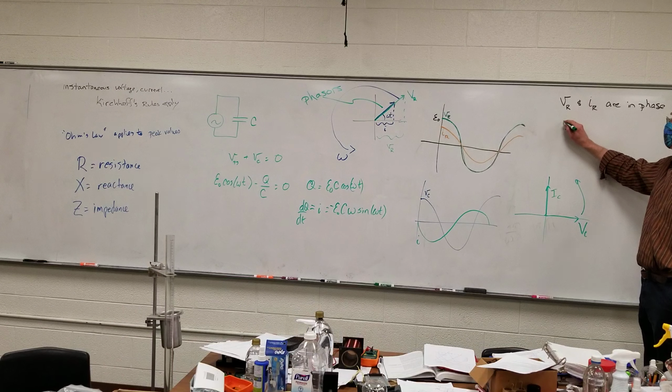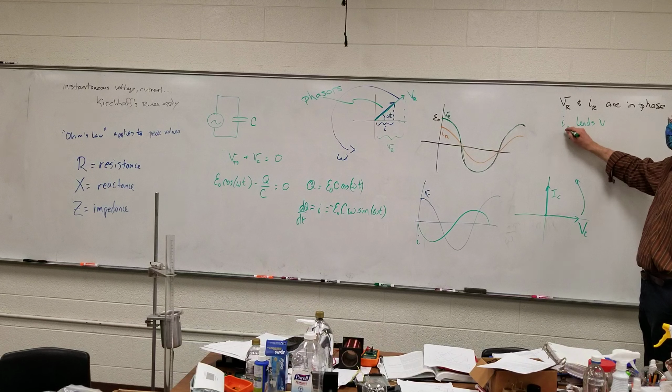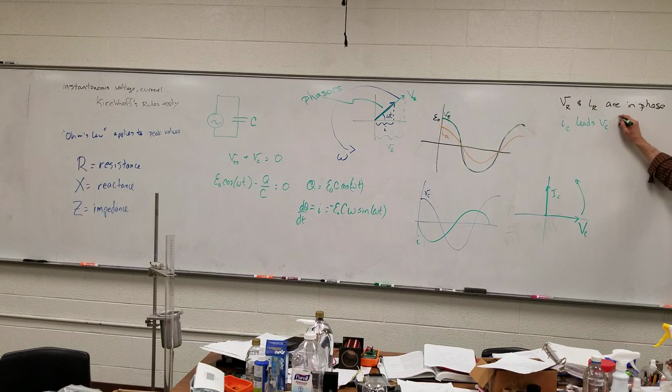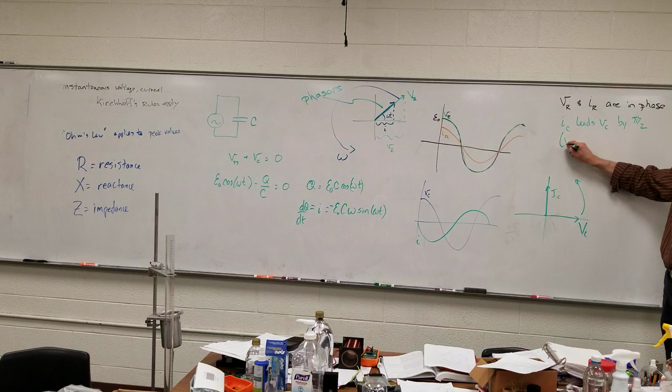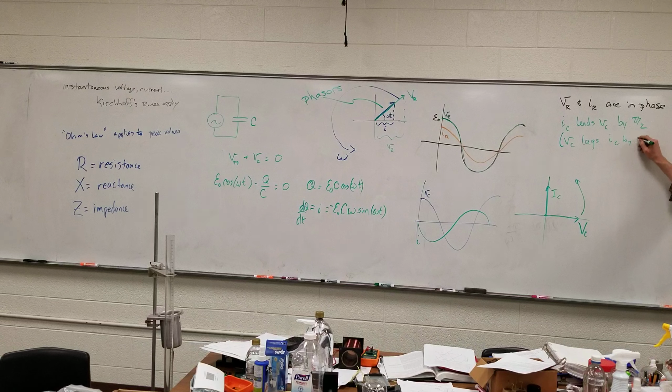So for a capacitor, the current phasor leads the voltage across the capacitor by pi over 2. Sometimes books will do it the other way, and they'll say, parenthetically, V_C lags I_C by pi over 2. I's in front. Yeah, we get that.